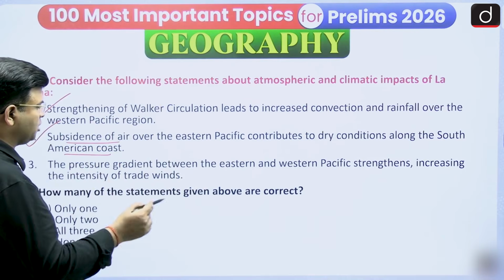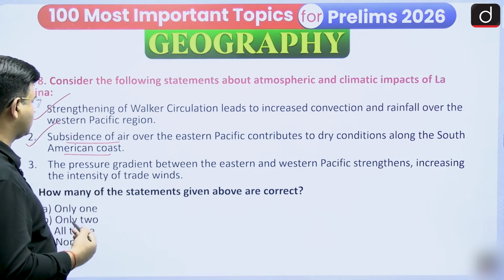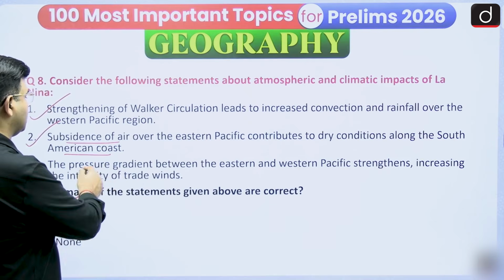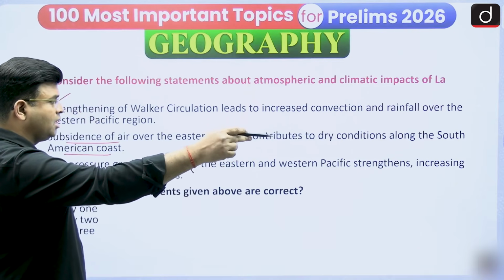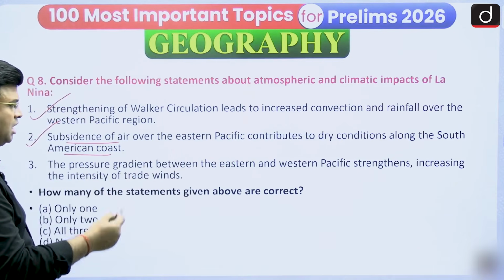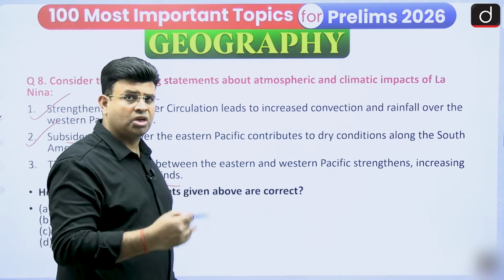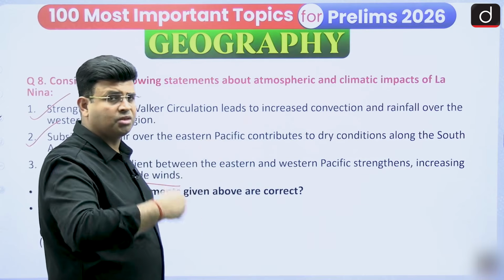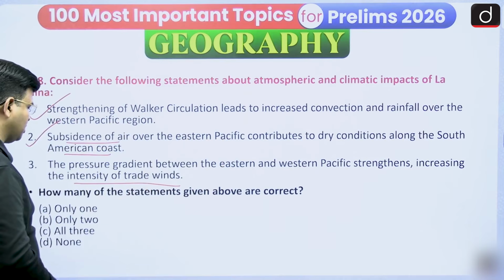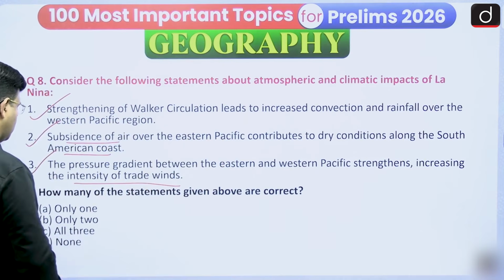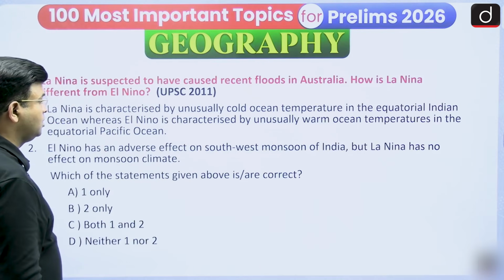The pressure gradient between eastern and western Pacific strengthens, increasing the intensity of trade winds. So during La Niña, the pressure gradient between the eastern Pacific, which has very high pressure, and the western Pacific, with very low pressure, strengthens, increasing the intensity of the trade winds. Yes, that is the Bjerknes feedback, a positive feedback mechanism that causes the Walker circulation to keep becoming stronger, and the trade winds to become more and more strong. So this statement is also correct, and all three statements are right.